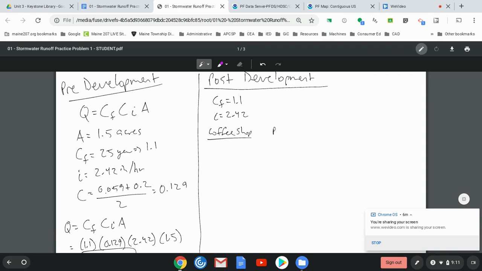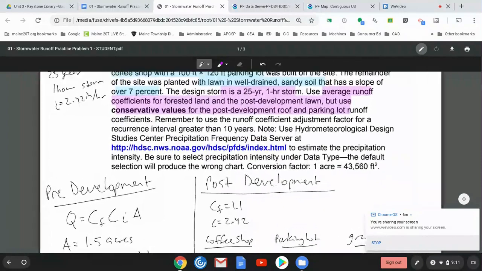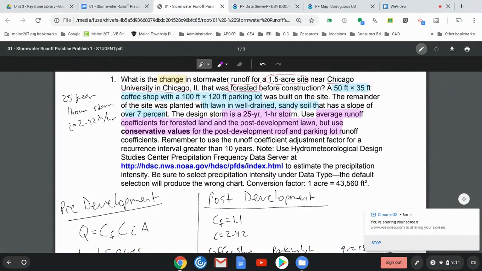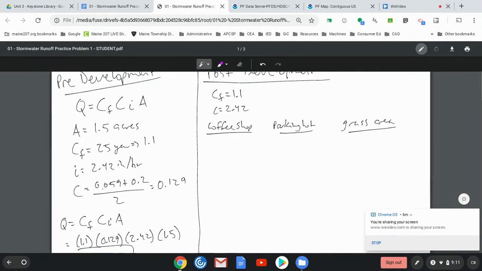We have a parking lot, and we have a grass area. All right, so the coffee shop we know is, if we can look at it, 50 by 35. And that gives us 17,500 feet squared.